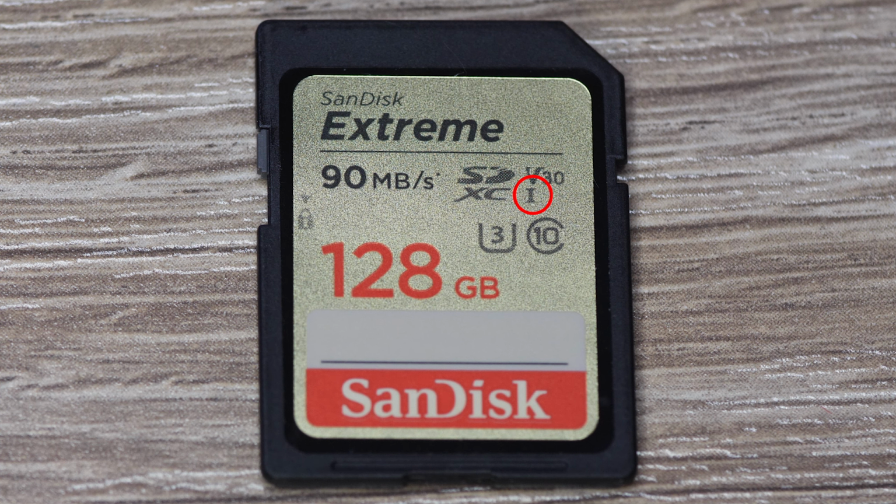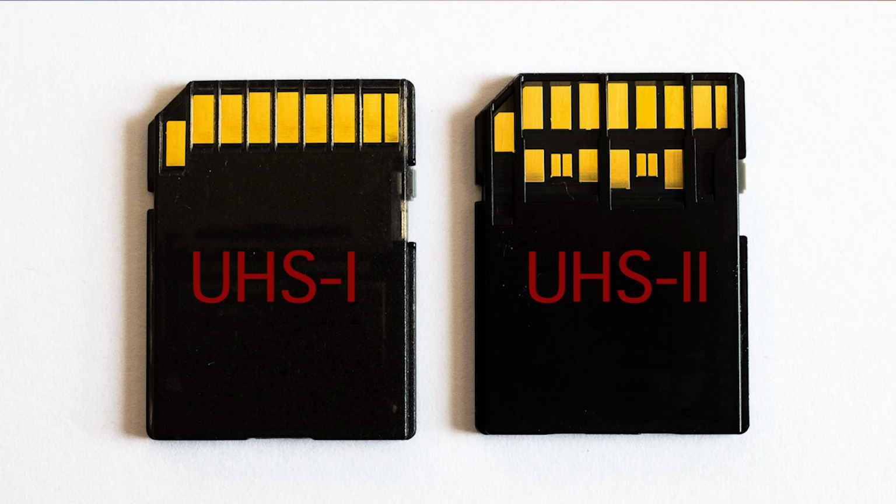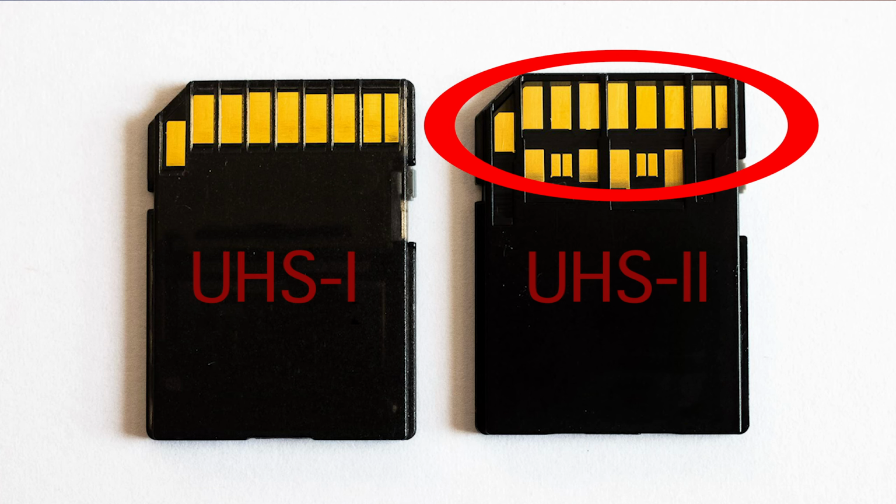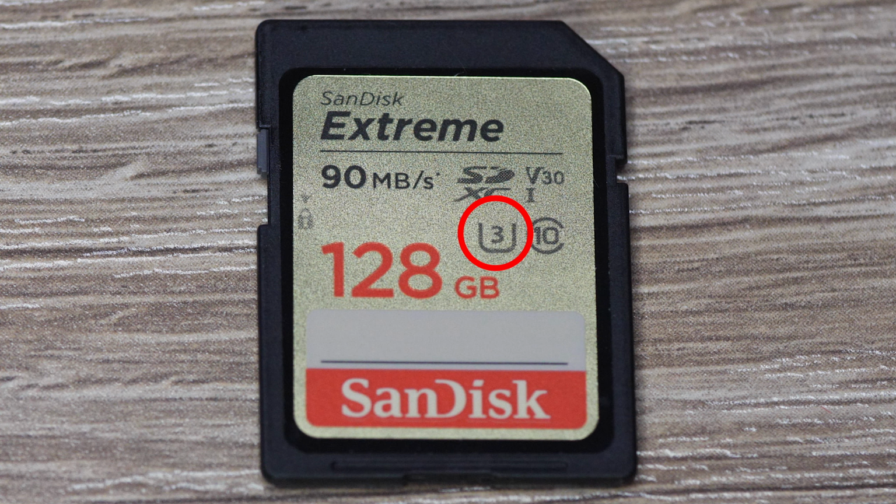Next up is the UHS rating. It indicates the maximum amount of data that can physically move in and out of the card. There is UHS 1, which has a maximum of 104 megabytes per second. UHS 2 has a maximum speed of 312 megabytes per second. There is a physical difference between the UHS 1 and UHS 2 cards, which you can see on the back. The UHS 1 card has one set of contacts, while the UHS 2 has another set of contacts, making it a faster card.